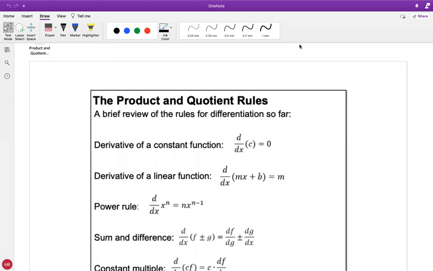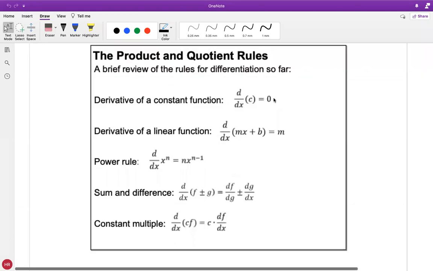This is our next set of rules. They're called the product and quotient rules. I remember telling both classes that while the derivative of a sum of things is just a sum of the individual derivatives, the derivative of a product of things is not. There's a different rule for that, and same with quotients, and we're going to see what those are right now. They're more complicated. So a brief review of the rules so far.